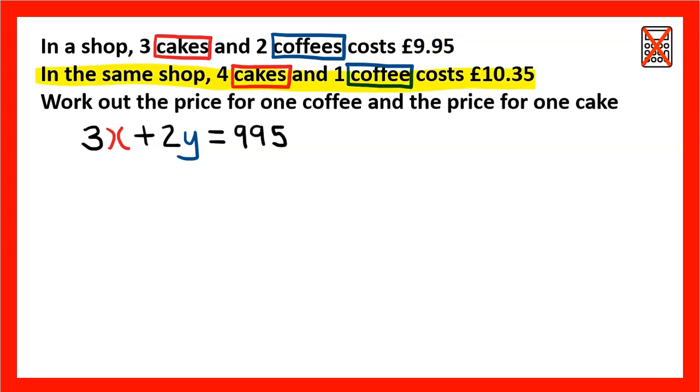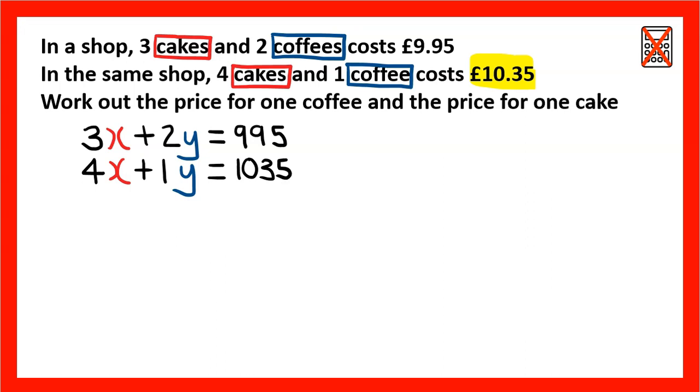For the second scenario, or the second equation, we have 4 cakes, so 4x, and we've got 1 coffee, so plus 1y, is equal to £10.35, which is the same as 1,035 pence. You should be quite familiar with the process of solving simultaneous equations by now. If you're not, then I'll have a couple of videos before this in the playlist, which will be quite helpful. The main one being simultaneous equations multiplying both.